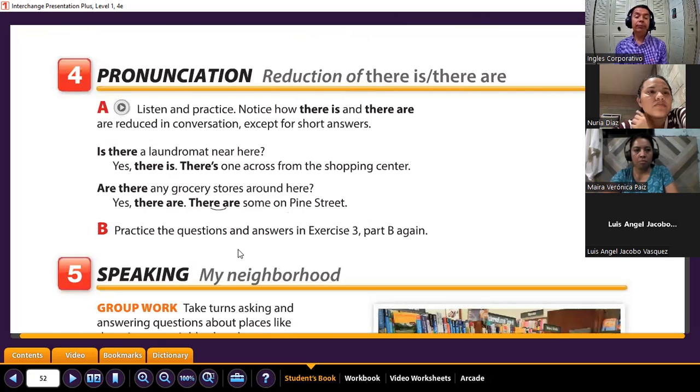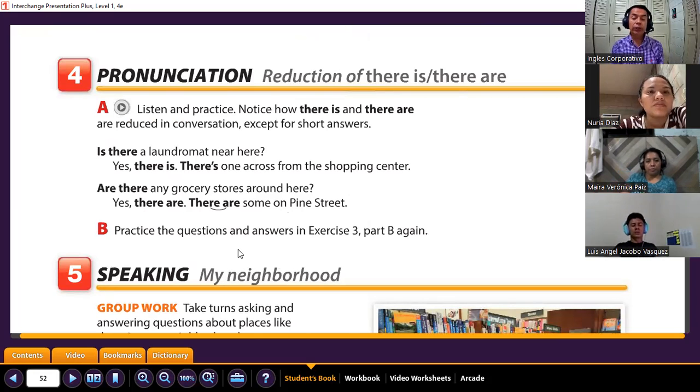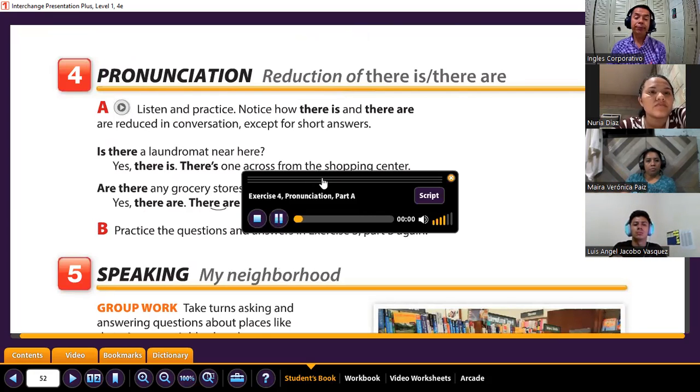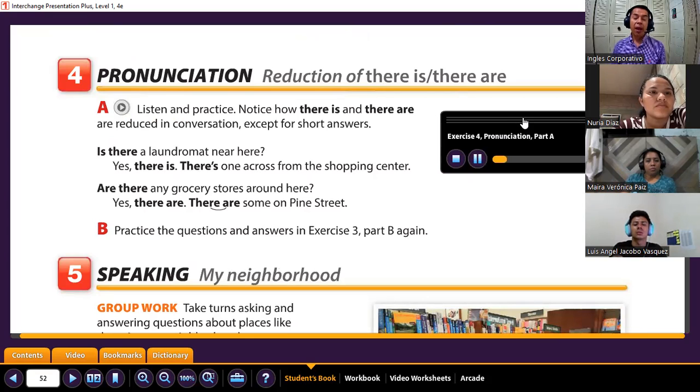Now, we're going to listen and notice how there is and there are reduced in conversation. Cuando estamos hablando, ¿cómo se reducen? Listen, please. Page 52, exercise 4, pronunciation. Reduction of there is, there are. Part A. Listen and practice. Notice how there is and there are reduced in conversation, except for short answers.